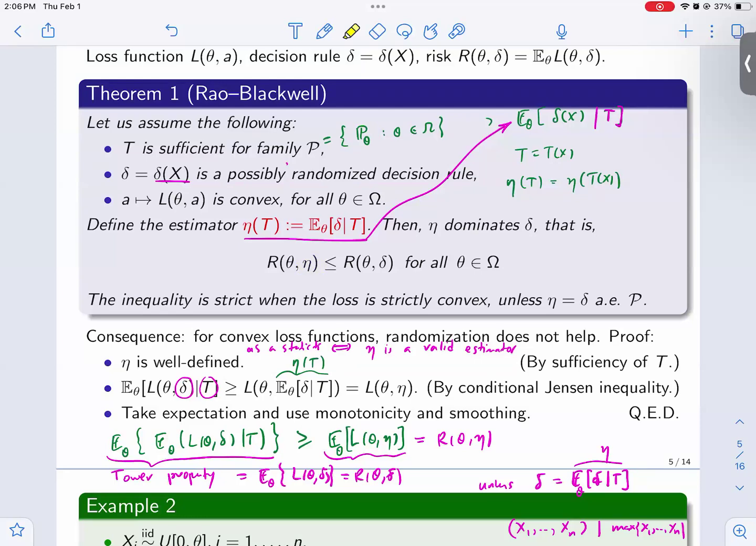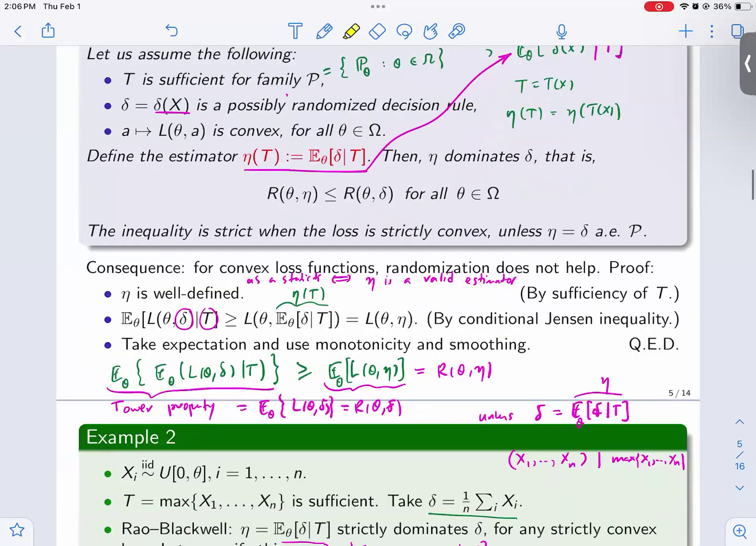And if the loss is strictly convex and this eta turns out to be different than delta, you get something which is strictly better. So you would make delta inadmissible. So this is a very nice result that ties sufficiency to the risk, or the statistical performance. And it's just a consequence of applying Jensen's inequality.